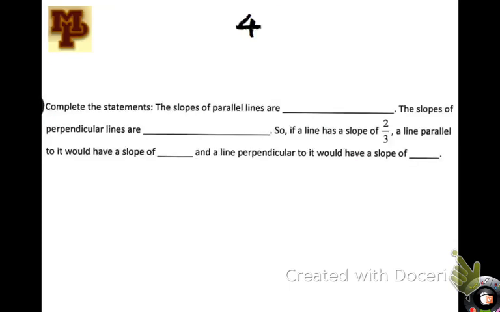Okay, we're trying to fill in the blanks here. So the slopes of parallel lines are the same, and the slopes of perpendicular lines are opposite reciprocals. I like to say opposite reciprocals. Some will say inverse reciprocals.